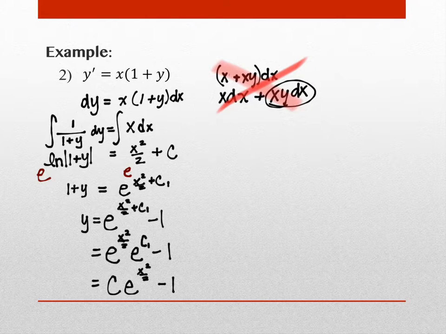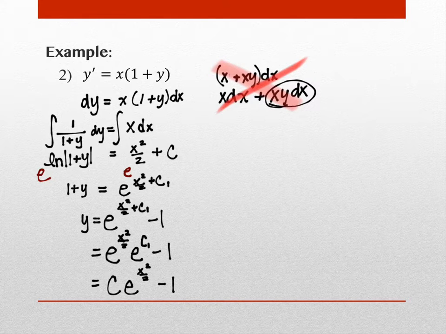You have to be careful. It's not plus c, right? This e to the c1 right here, it's multiplied by e to the x squared over 2. So it's a constant multiplier for what we had before. So it is c times this function we had before, simply instead of adding plus c.